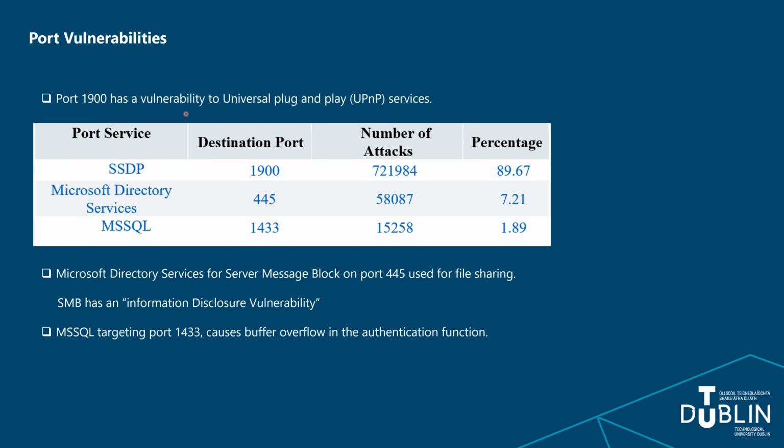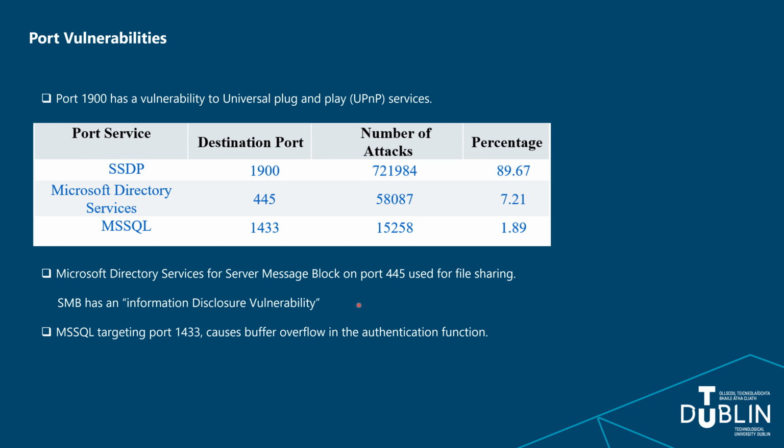The next is port 445, which accounts for 7.21%. It comes under Microsoft Directory Services for Server Message Block, which is used for file sharing. It is found that SMB has an information disclosure vulnerability.